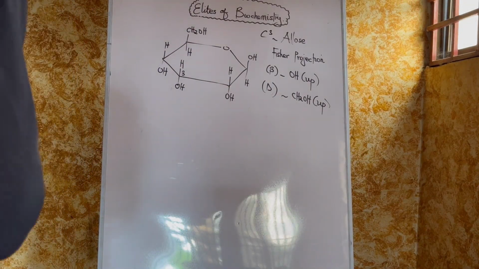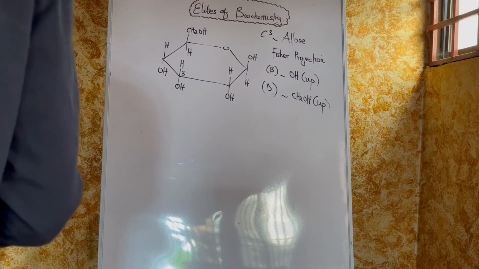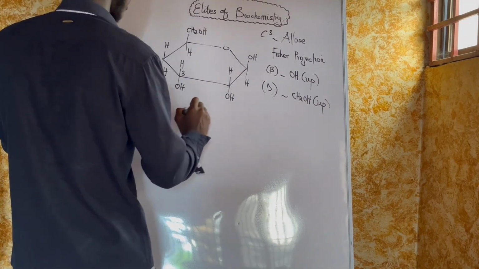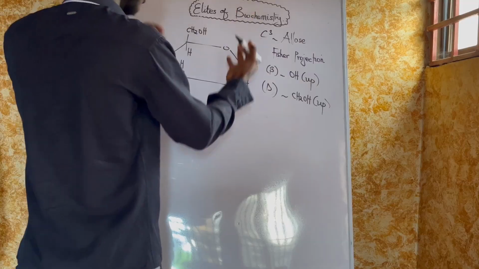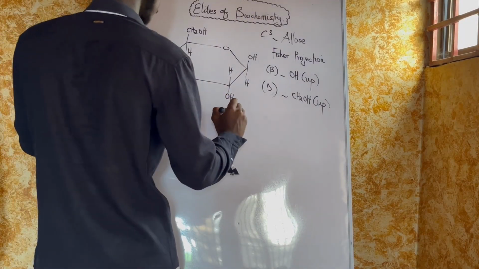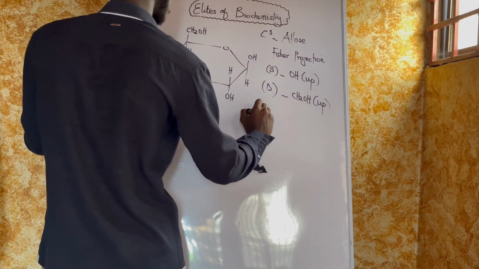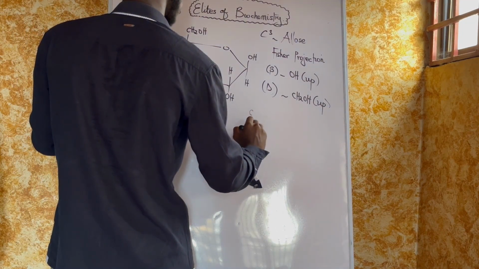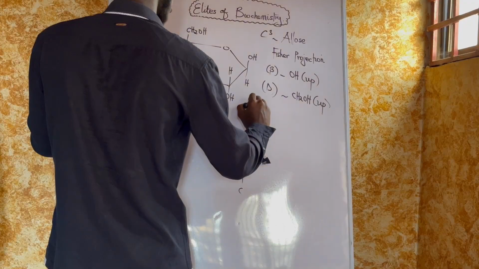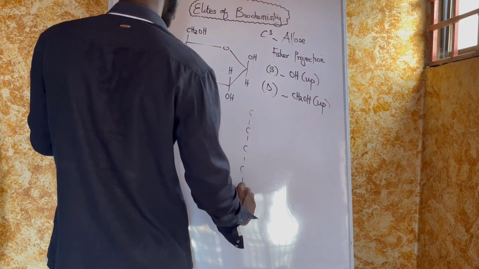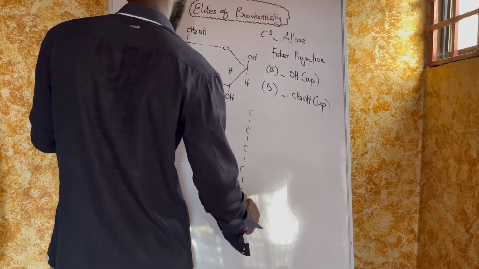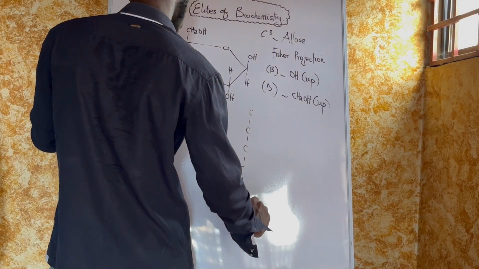Now, there is something that I want you to know. If it is L or D, you have to draw it in the straight chain. So how many carbons are we having? We have 6 carbons in all. So you can draw it as carbon 1, 2, 3, 4, 5, 6. I hope the camera captures that part of it. If not, I have to change the position of the camera.